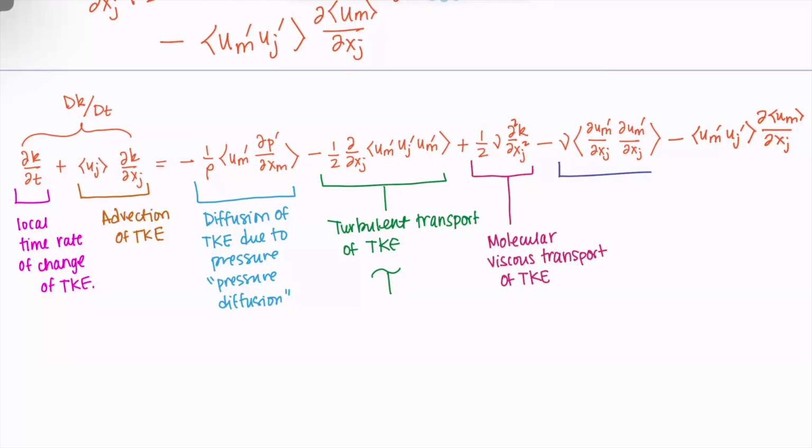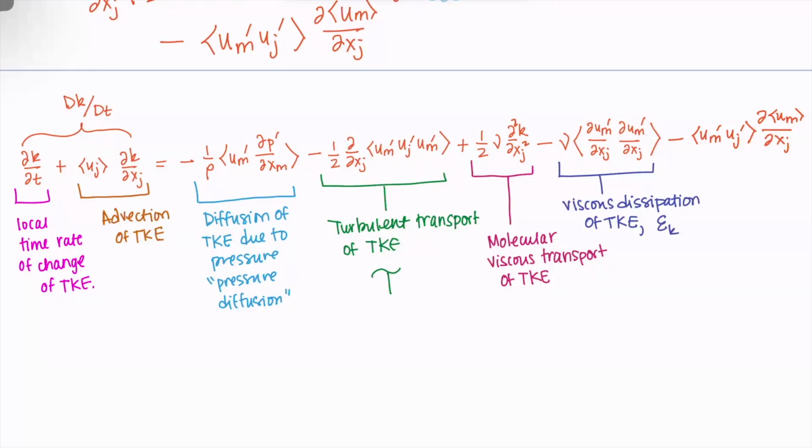The next viscous term here is our viscous dissipation of TKE. So this one here is viscous dissipation of TKE. This one is generally given the symbol epsilon with a subscript k. That's another kind of notable one.